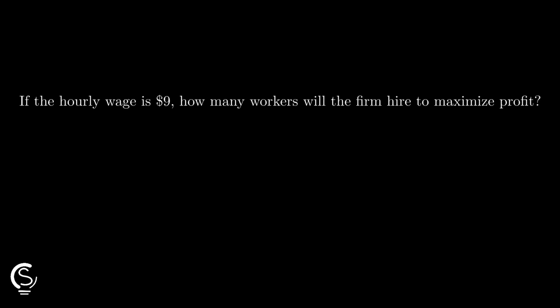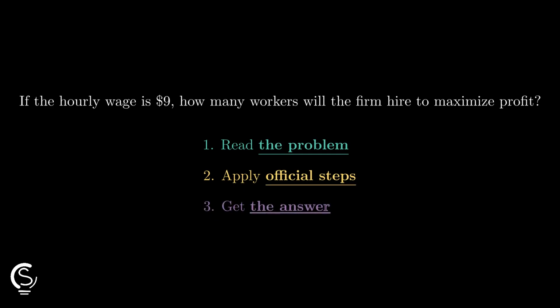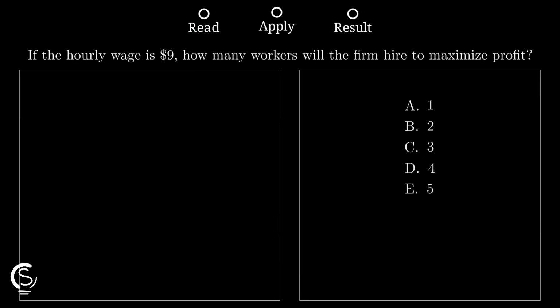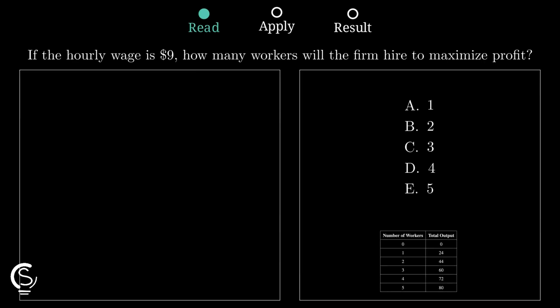To maximize profit, find the ideal number of workers to hire when the hourly wage is $9. Let's begin. First, remember that a profit-maximizing firm will keep hiring labor until the marginal revenue product equals the wage. We need to find where that value hits $9 per hour today.